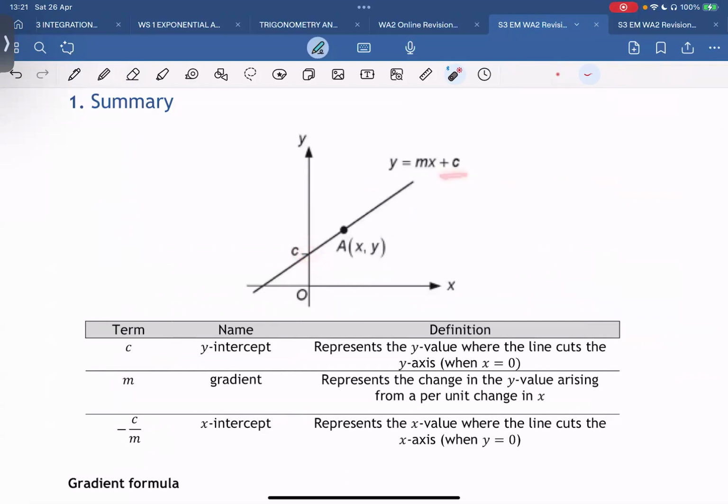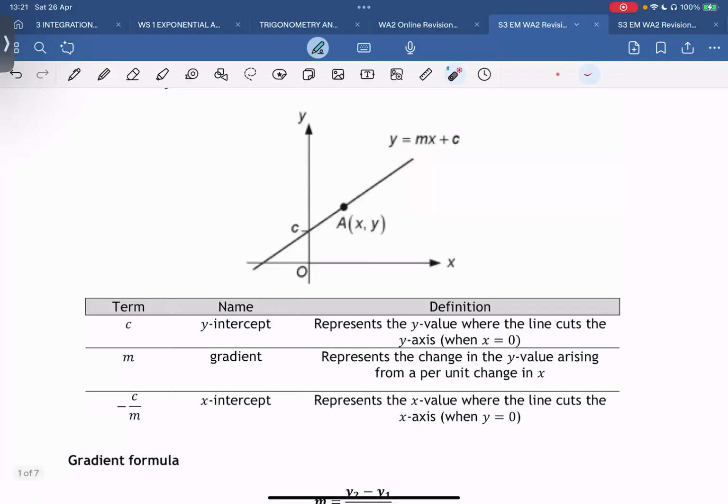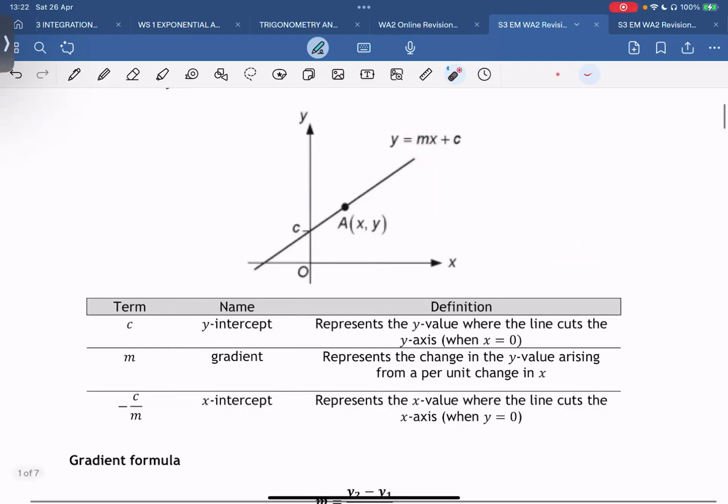Okay, so by looking at an equation in this form, we can tell the y-intercept of the line. Next, m will be our gradient. Okay, gradient, the definition will be change in y over change in x. Okay, and we can see the gradient from the value of m. And lastly, our x-intercept will be negative c over m.